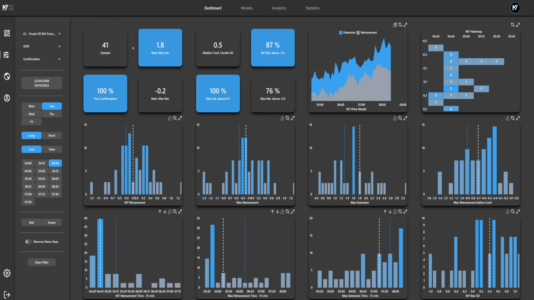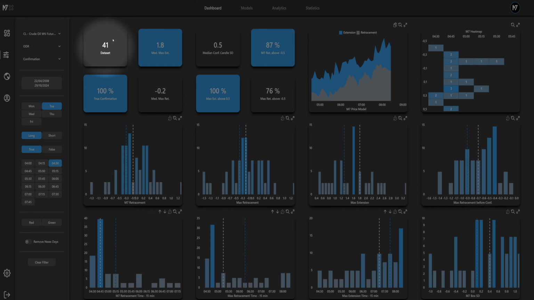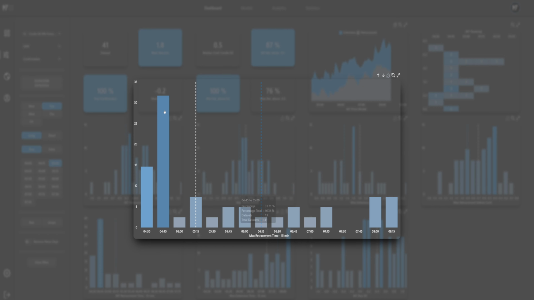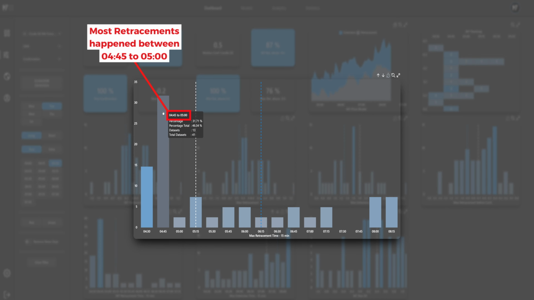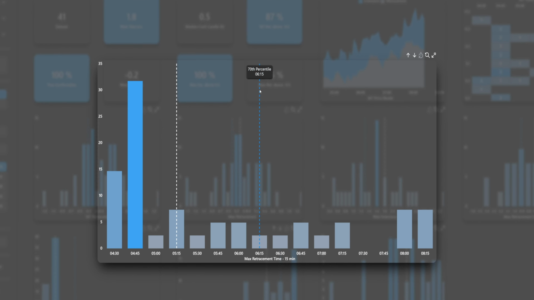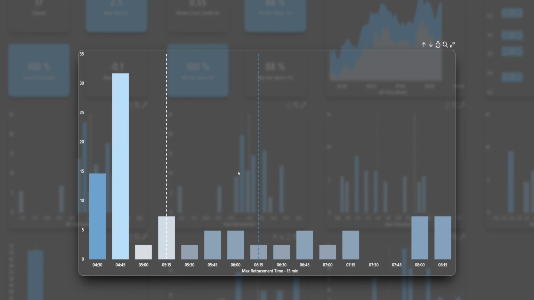Focusing on Tuesday's long confirmations at 4:30 a.m., we're working with 41 historical datasets from the last 16 years. First, we pinpoint the times when most retracements historically happened, between 4:45 and 5 a.m., with 5:15 a.m. marking the 50% retracement point and 6:15 a.m. indicating 70% completion of retracements. Our goal is to find entries between the highest probability retracement time up until the median time, so let's narrow down to that specific time window.